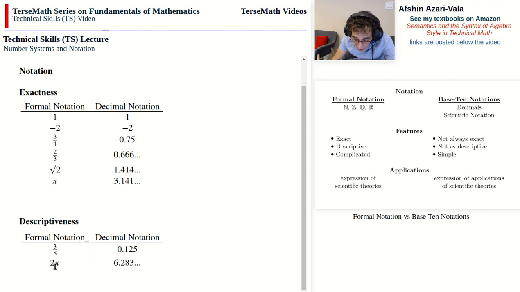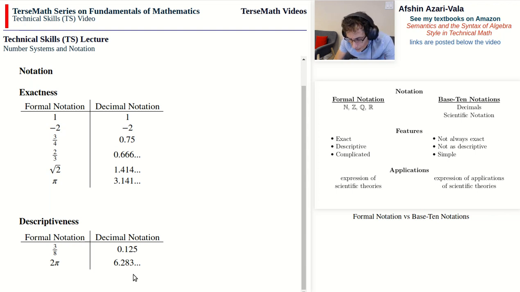And 2 pi, same thing. I know that I'm trying to find twice the value of this special number called pi. And I know that pi is playing a special role in my talk. Here, I don't see that. It looks like randomness, 6.283. I don't see there is pi in there, right? This is what we mean by descriptiveness. Because when we talk theory, we are communicating, and we would like to be as descriptive, as clear as possible. Again, the formal notation is our obvious choice, and the decimal notation is not that good.